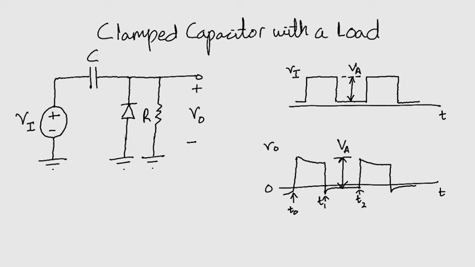In the steady state, the charge lost by the capacitor during the interval T0 to T1 is recovered during the interval T1 to T2. This charge equilibrium enables us to calculate the average diode current as well as the details of the output waveform. However, we will not go into that detail now.